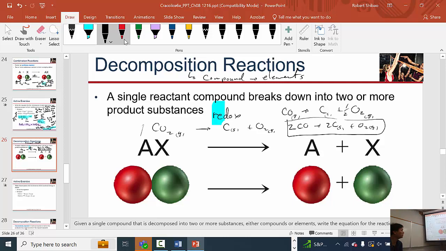So it's just the reverse. This is the reverse of the combination reaction, the redox combination.